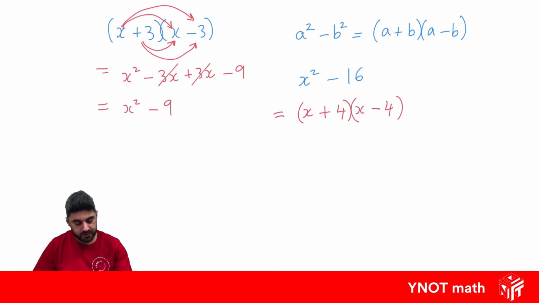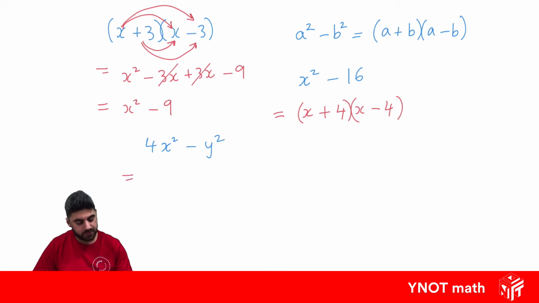What if it was 4x squared minus y squared? Well, we can still do it because everything is a perfect square. 4 is a perfect square because its square root is 2. X squared is a perfect square because its square root is x. And y squared is a perfect square because its square root is y.